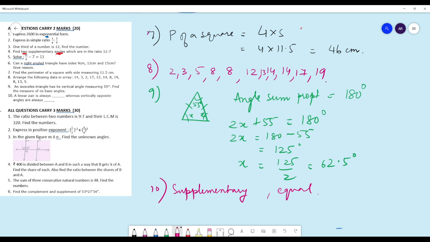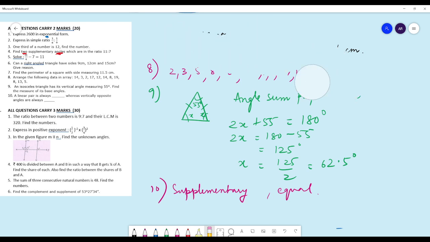So vertically opposite angles will have equal measure. Some of you wrote vertically opposite angles are always opposite. Of course, they are opposite. That's why they are called vertically opposite angles. So that was not the correct answer. You have to say they are the same or they are equal. So that is that for the first part, where all these questions carried 2 marks each.